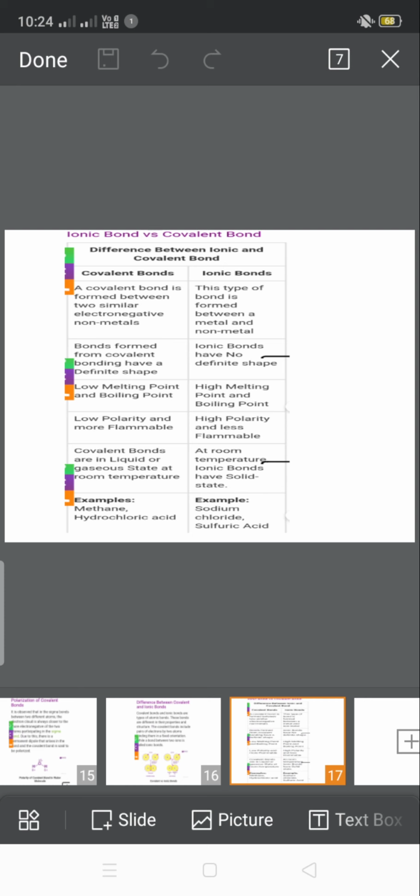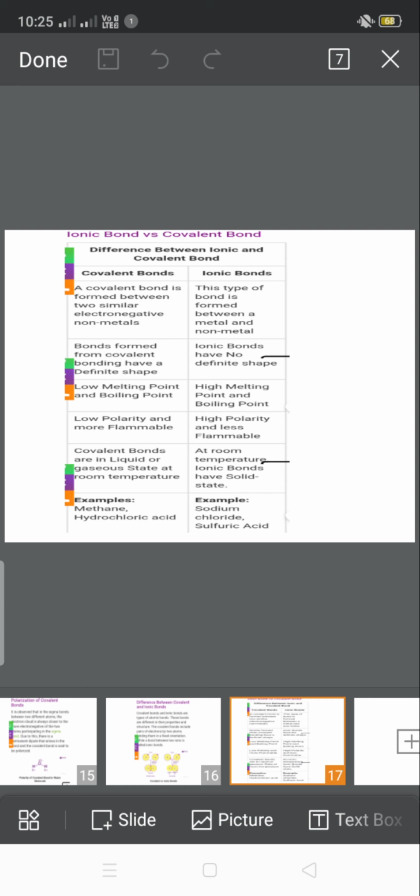Covalent bond: bonds formed from covalent bonding have a definite shape. Ionic bond: ionic bonds have no definite shape. Covalent bond: low melting point and boiling point. Ionic bond: high melting point and high boiling point. Covalent bond: low polarity and more flammable. Ionic bond: high polarity and less flammable. Covalent bond: covalent compounds are in liquid or gaseous state at room temperature.